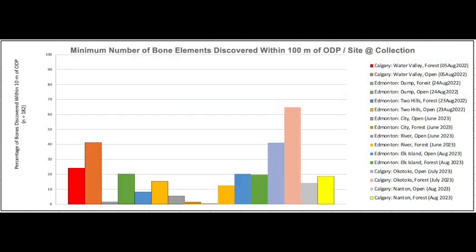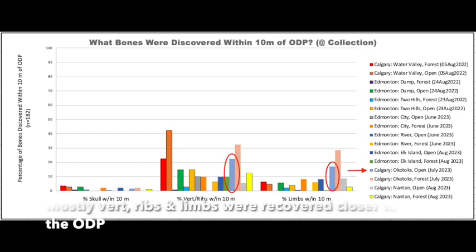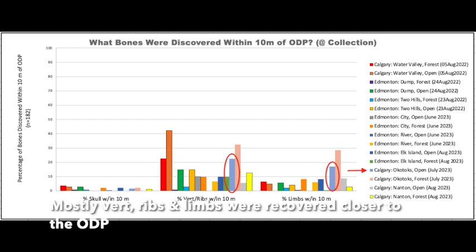And when I did an inventory on the remains we recovered about 1 year after we deposited the pig, I found that we had recovered about 40% of the skeleton. This was one of our top sites for recovering the most remains. When I looked at what types of bones made up the remains we recovered, I saw it was mostly vertebrae, ribs, and limbs.